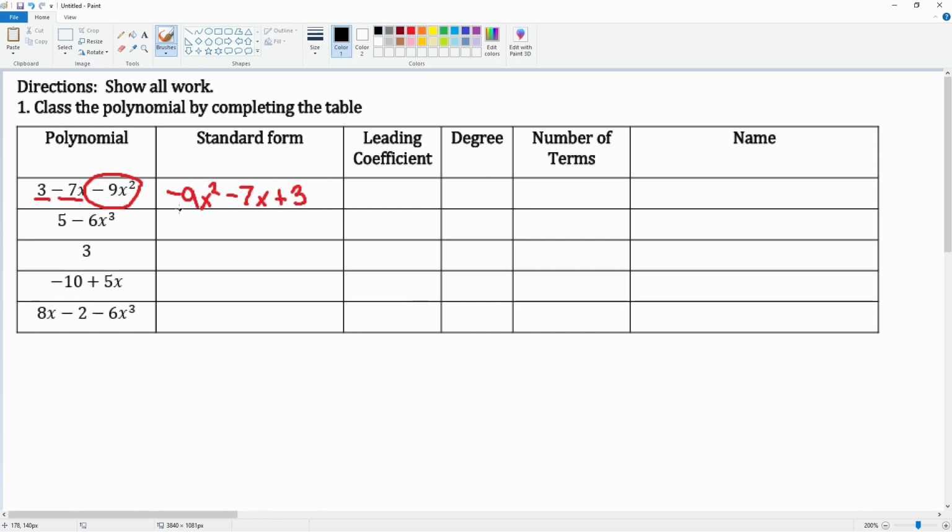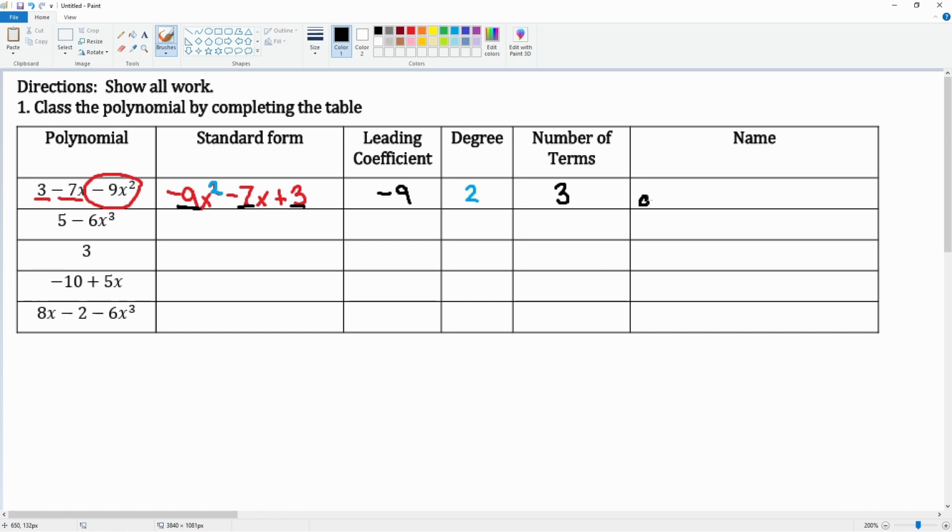The leading coefficient is referred to as the number that is in front. So that is negative 9. The degree is the highest exponent. The highest exponent here is 2. The number of terms we have is 1, 2, 3. So there's 3 terms. So now when we name it, you name it by the degree, then the number of terms. So the degree here is 2.